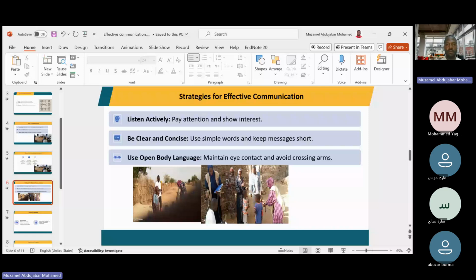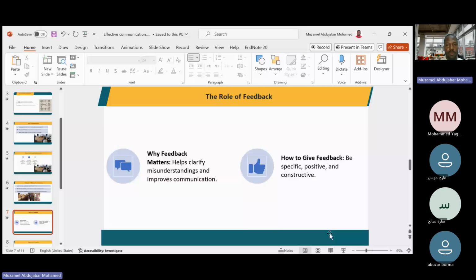Now let us see the role of feedback. As I mentioned, communication has four components: sender, message, receiver, and feedback. This is the component of communication. Now let us look at one component of communication, as I mentioned, which is feedback.